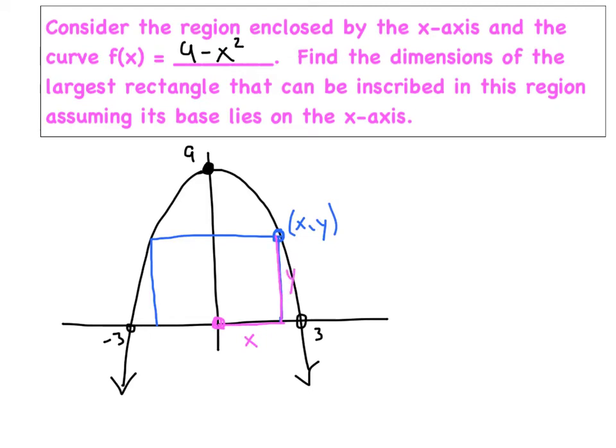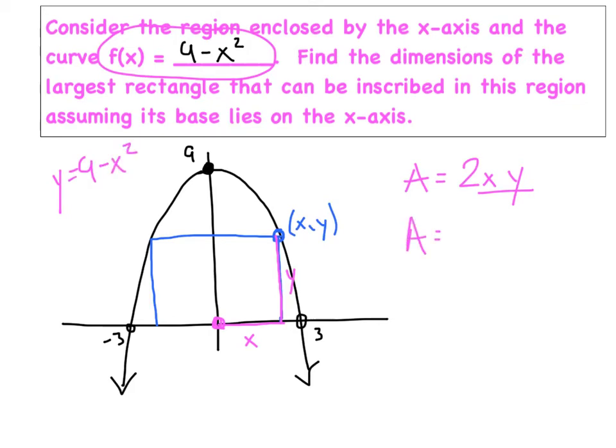By that little picture, we could say that the area is really 2x for the entire base times the height of y. This is my primary equation. The only problem is it's in terms of two variables. The secondary equation here is a little more subtle. The original function they gave us is the secondary equation. They're really telling us that y equals 9 minus x squared, and so we're going to substitute that secondary equation into our primary.